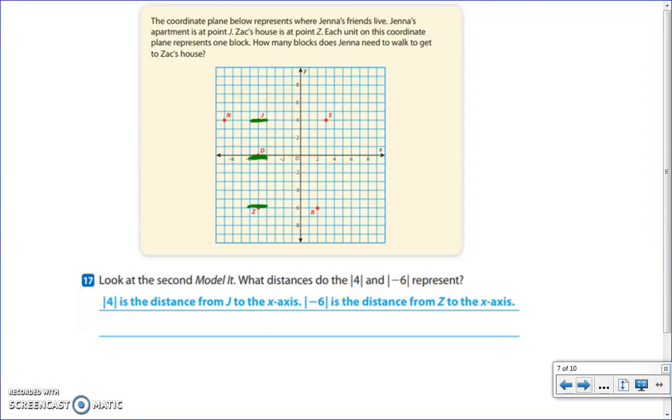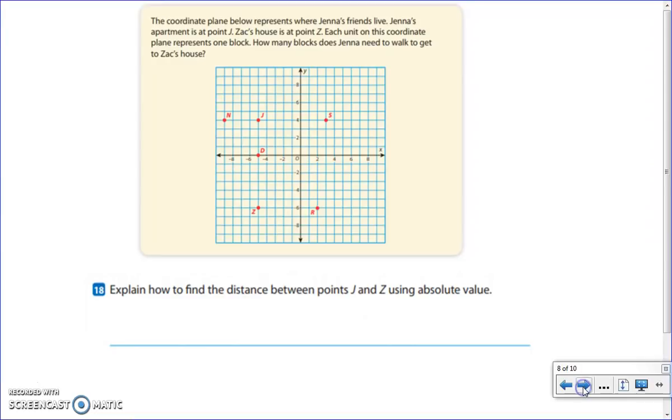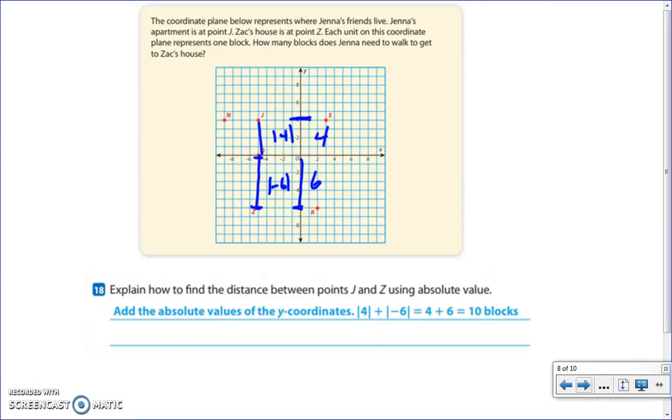Yeah, they're referring to the x-axis rather than 0, but it really is an absolute value problem. It's a distance problem. It says explain how to find the distance between points J and Z using absolute value. So I know that the distance here can be represented as the absolute value of 4 because J is 4 high. I can know that the distance from here to here is 6 because the absolute value of -6, or the distance of -6 from the x-axis, is 6. So I know that the total distance would be 6 plus 4. That would make 10 altogether. So we could add the absolute values together.